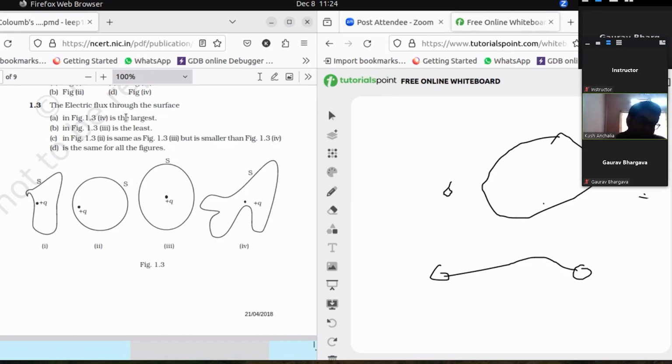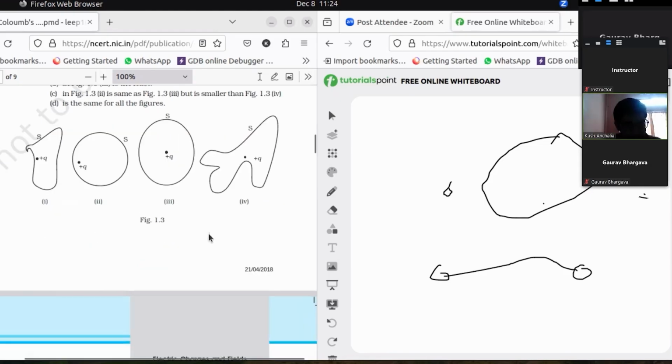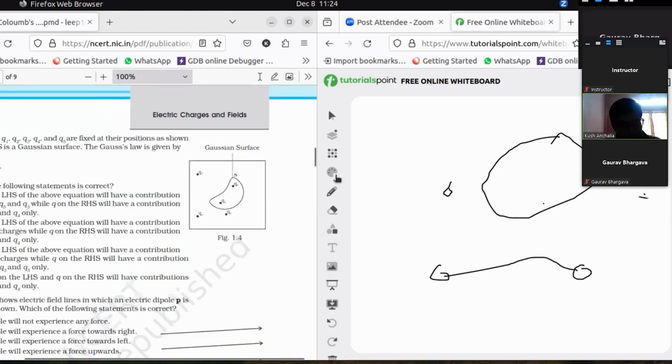So the fourth is the largest, 3 is the least, 2 is the same as figure 3 but smaller than 4. It is the same for all the surfaces. When you are inside, it doesn't depend on the surface, it depends on the charge crossing per unit area. So the electric lines will be the same only. I think you got the point.